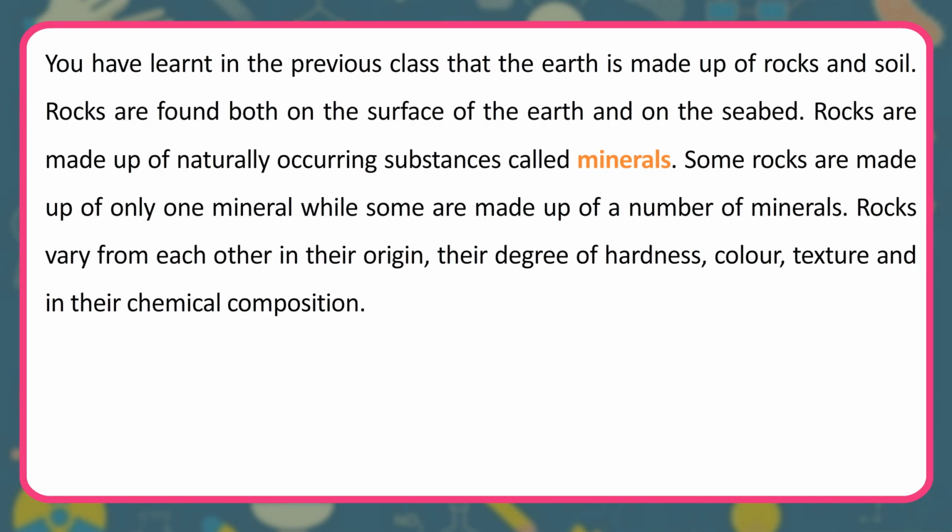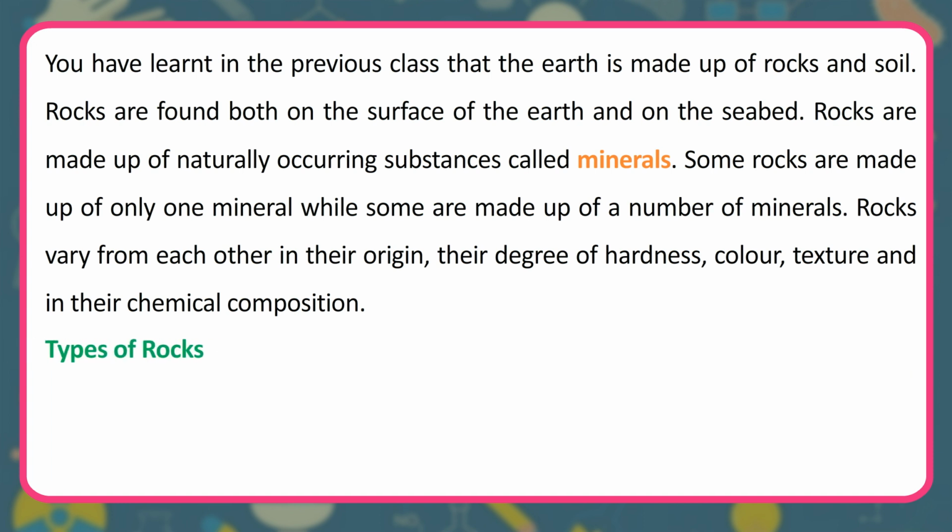You have learnt in the previous class that the Earth is made up of rocks and soil. Rocks are found both on the surface of the Earth and on the seabed. Rocks are made up of naturally occurring substances called minerals. Some rocks are made up of only one mineral while some are made up of a number of minerals. Rocks vary from each other in their origin, their degree of hardness, color, texture and in their chemical composition.